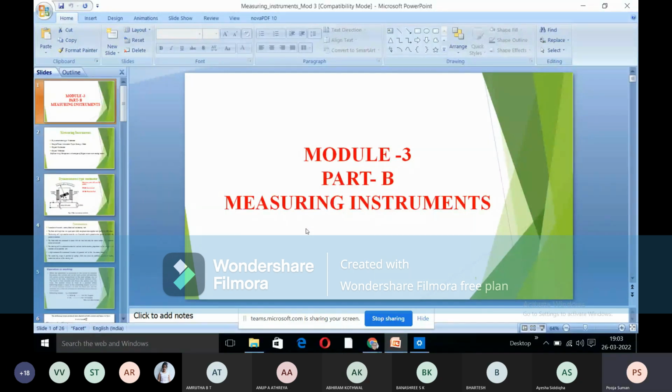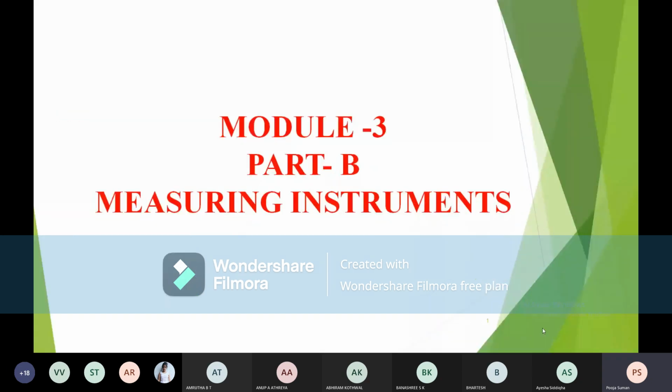ಕೇಳಿಸ್ತಿದ್ಯಾ? Yes, ma'am. Okay, part B ನಲ್ಲಿ measuring instruments ಇದೆ. So the measuring instruments in terms of electrical engineering. So generally the instrument that is used to measure the electrical quantity is called a measuring instrument.